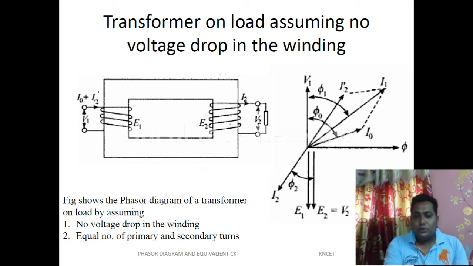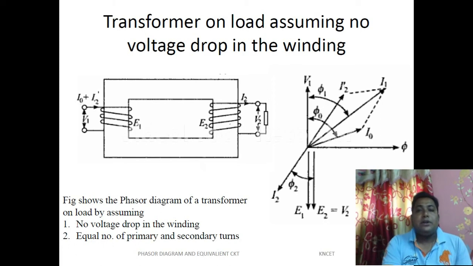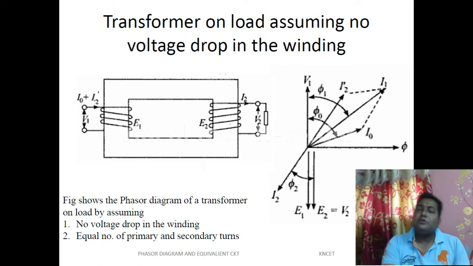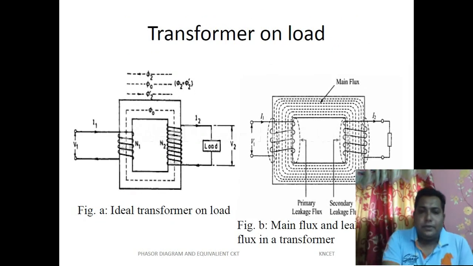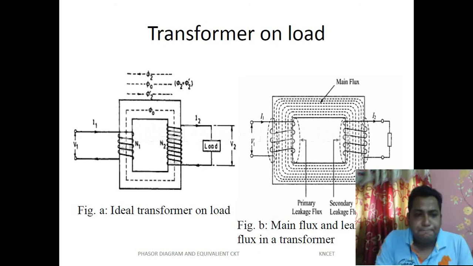Now we are going to the main part of this topic, that is the transformer on load, assuming the voltage drop in the winding. Here we are assuming transformer on load, but assuming no voltage drop in the winding. Yes, this is the diagram.